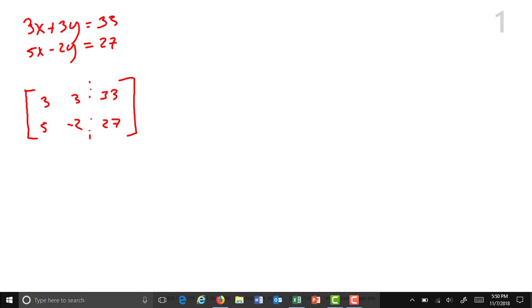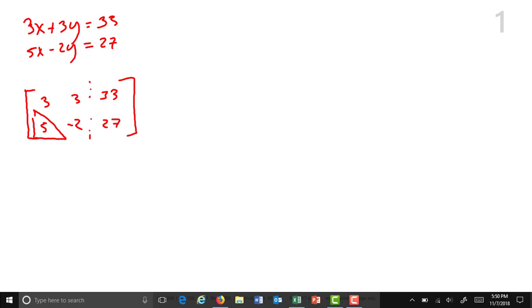So the first thing I'm going to do is I'm going to manipulate this one to try to get rid of one of these variables. So basically what you want to do is you want to drive this guy, there's like a triangle, you want to drive that guy to 0 because that leaves only one variable that you can solve.